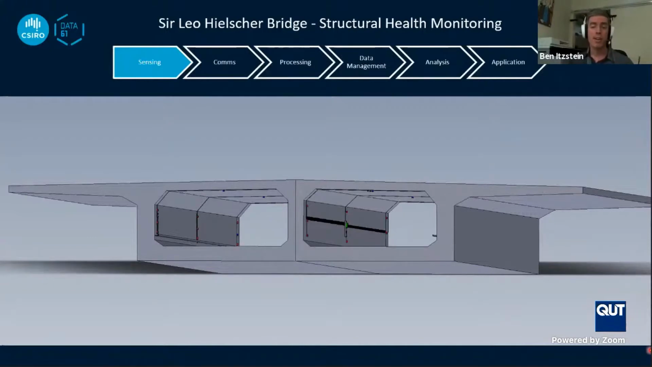Now, fortunately, we're working in a stable, benign environment within the hollow of these box girders. So that means that the ruggedness of the installation is not as challenging as if it's exposed to the elements. So that is in our favor, and it also means that cabling is relatively straightforward with that environment, apart from the long distances involved.